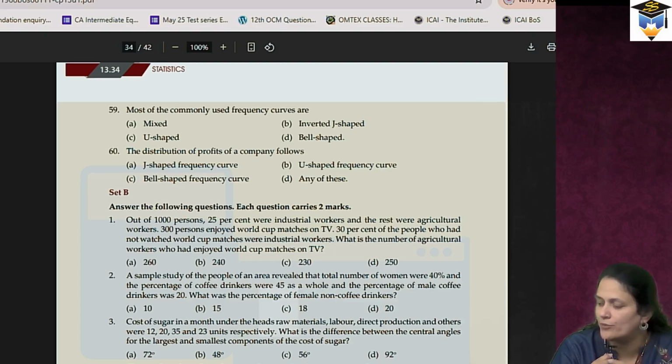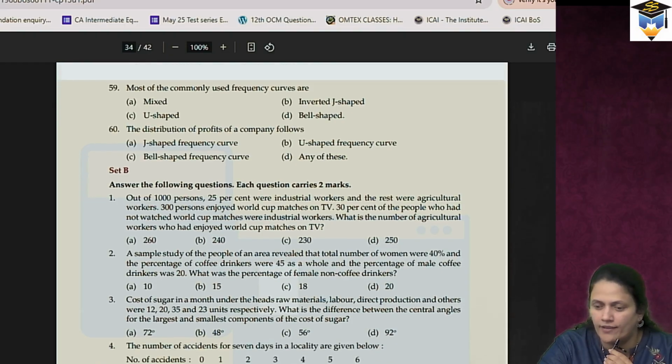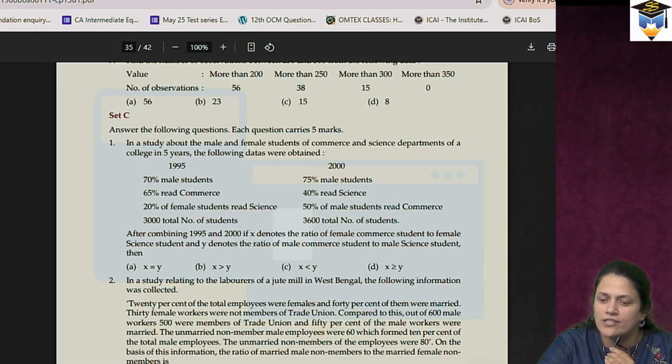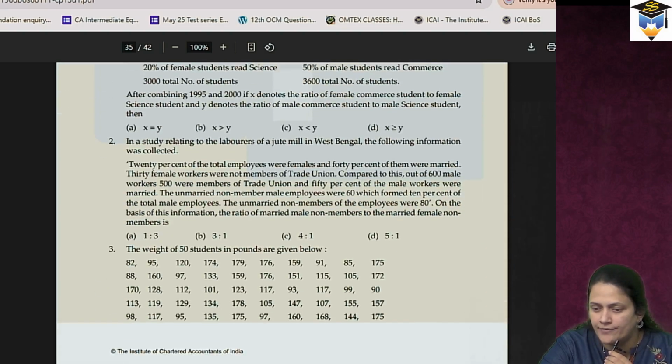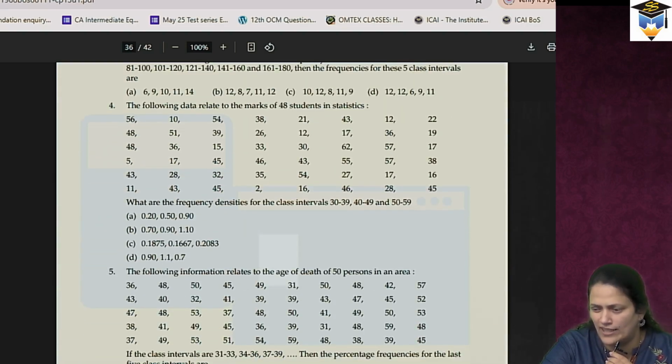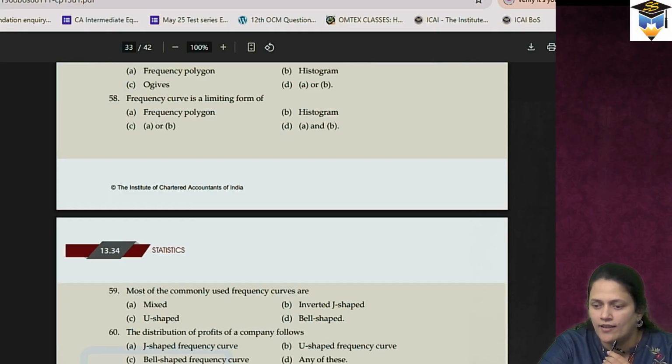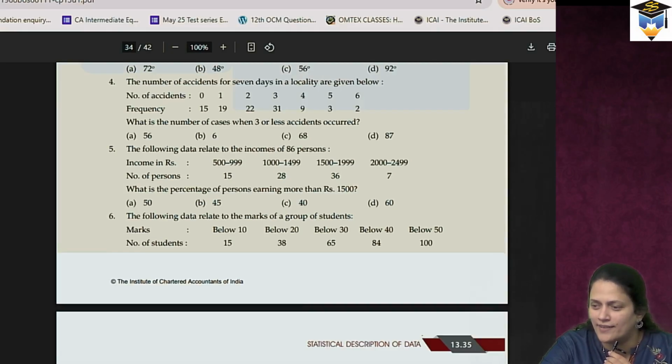Now let us start with set B. We have to finish set B and set C today. Set B, how many questions? Only 7 questions. And set C, only 5 questions. So I think it is doable.